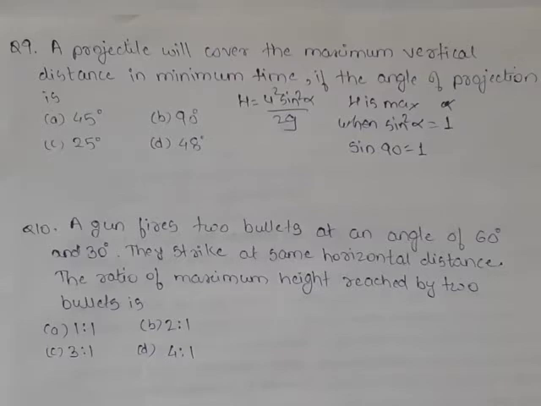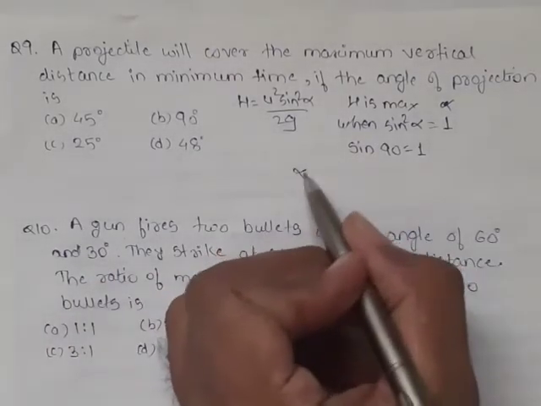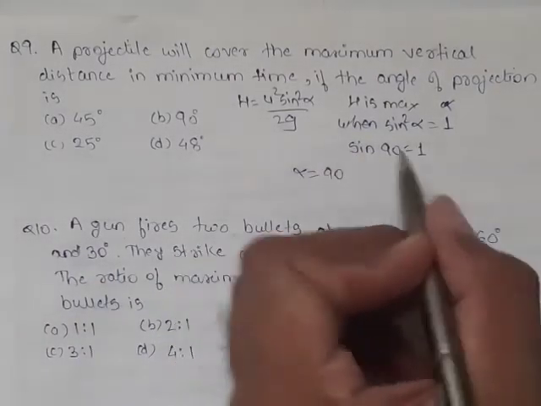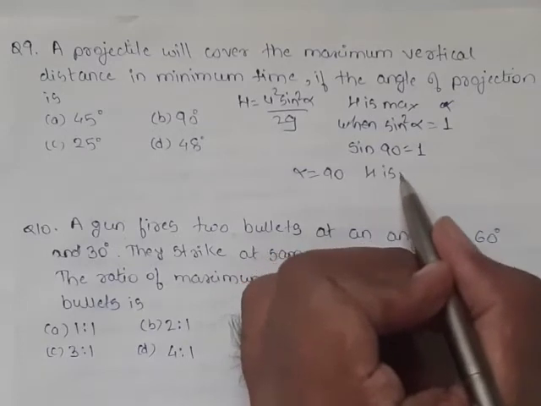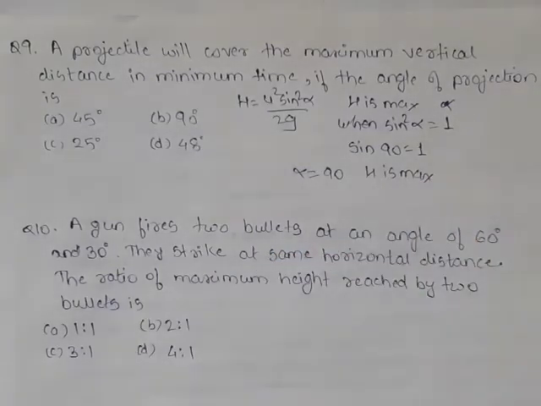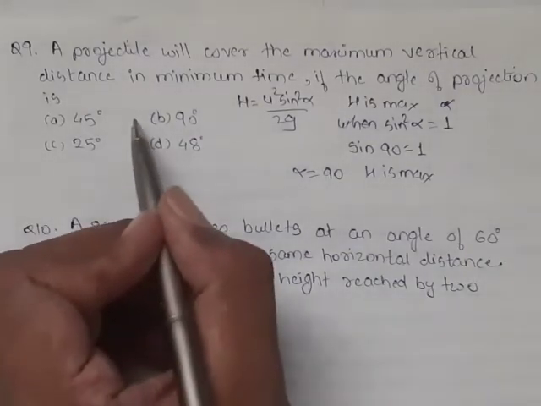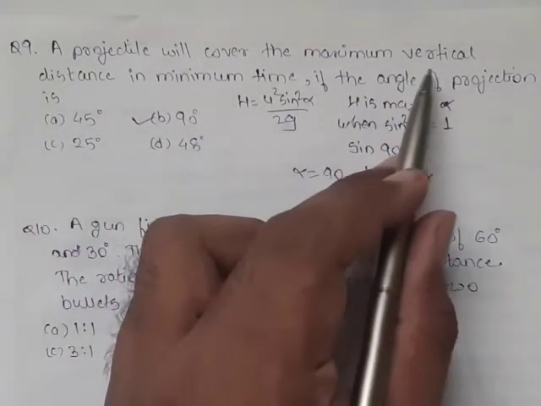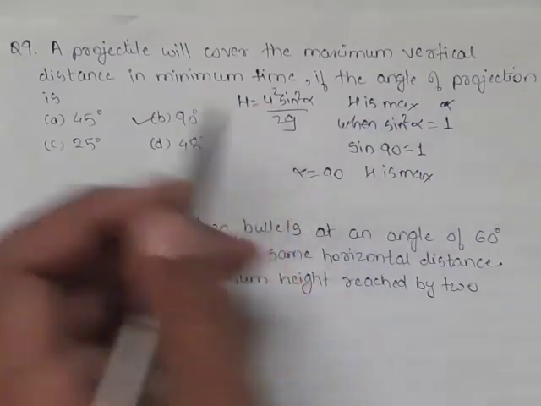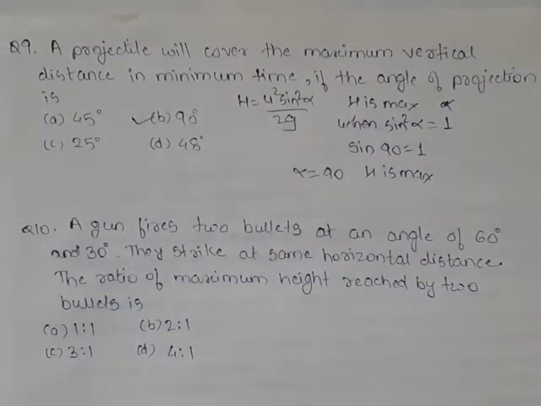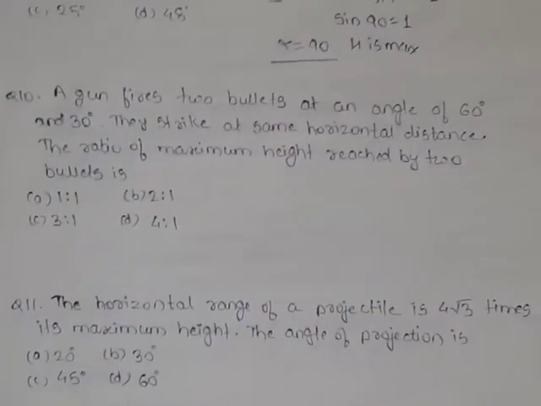So when our angle alpha is equal to 90 degrees, then the value of h is maximum. So here for question 9, option B is correct, that is, for maximum value of vertical distance in minimum time, alpha should be taken equal to 90 degrees. So alpha is 90.